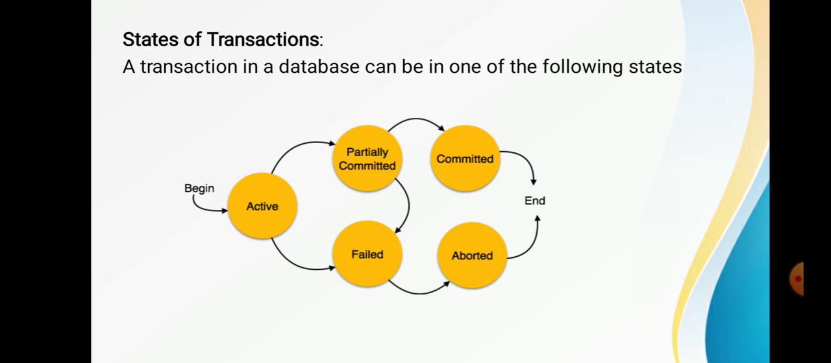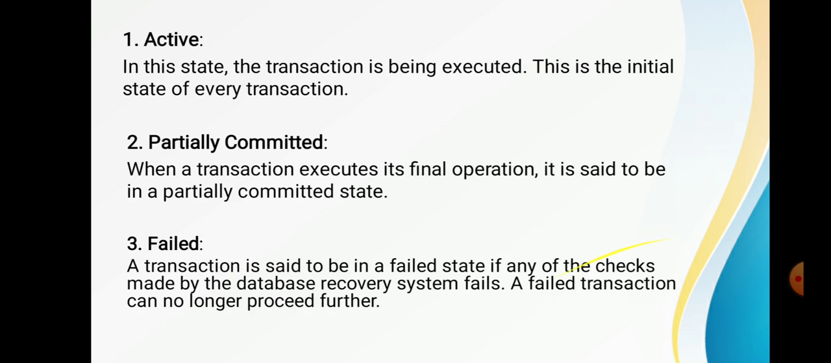Let us see the states of a transaction. There are a number of states of a database transaction. A transaction in a database can be in any one of the following states. There are 5 states: the first one is active state, partially committed state, failed state, and abort state. Let us see each state. First one is active state.